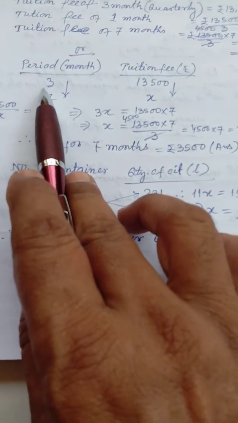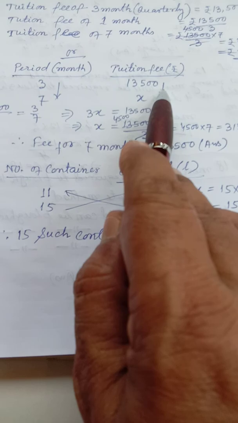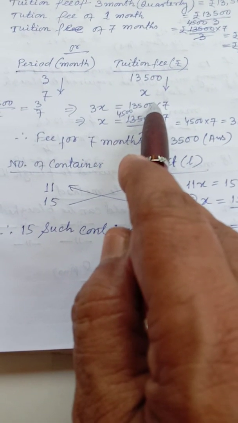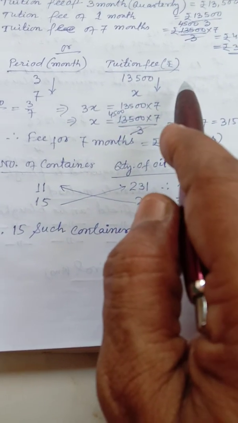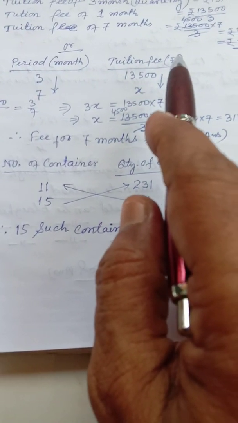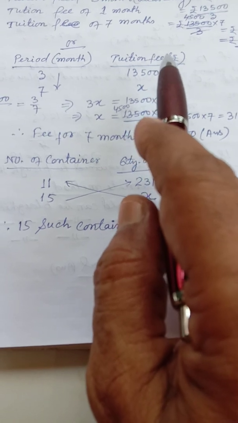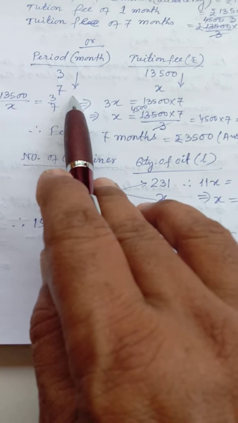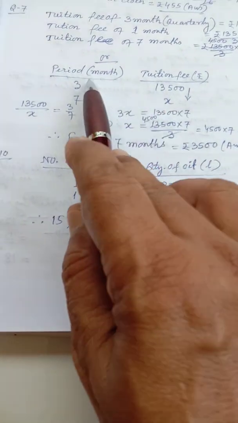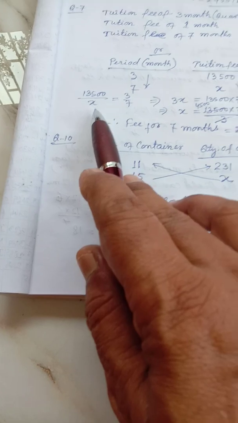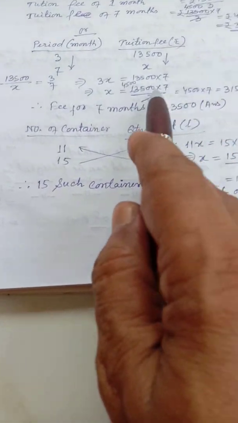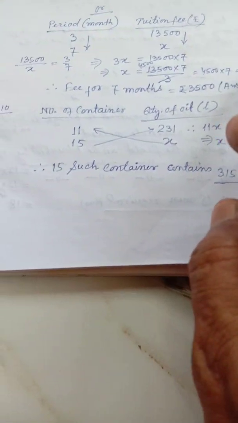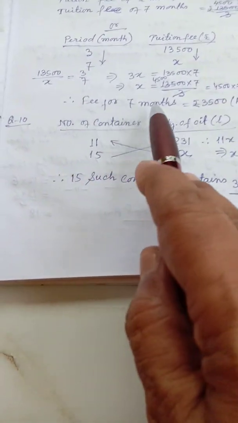Now what happened? The 3 month fee is 13,500. The 7 month fee, you do not know, x. Towards x, put the arrow. It's a direct variation sum, because for more months the payment will be more, the amount will be more. So for successive, the arrow will be in the same direction. So this divided by x is equal to 3 divided by 7. Go for cross multiplication and you will be able to solve. The same fraction will come, and it will come to 31,500. So that is the tuition fees for 7 months.